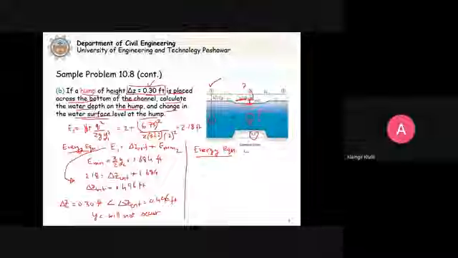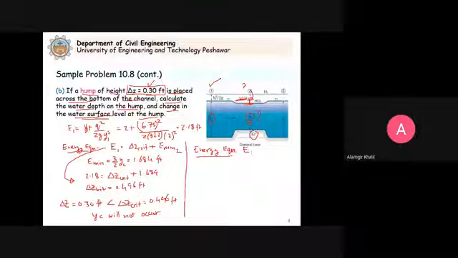And what is that? E1, the specific energy at point 1, will be equal to delta Z, now no longer delta ZC, plus E2. Now E1 we have already calculated. So E1 is 2.18, it is written above. Delta Z is given, it is 0.30. And we have E2, so E2 will be equal to Y2 plus q square divided by 2g Y2 square.